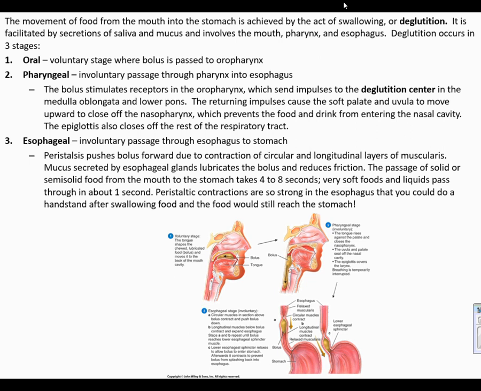Peristaltic contractions are so strong in the esophagus that you could do a handstand after swallowing food and the food would still reach your stomach. So don't think of it like the force of gravity doing the work, although I'm sure that helps a lot, because you can stand on your head and swallow and get the food into your stomach still. Not that that would be a recommended thing.